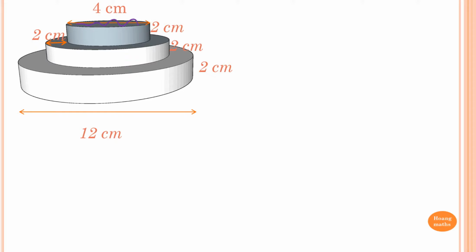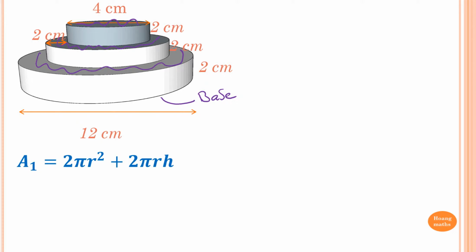If we find the area of this circle here, the top, and the area of this here, and this as well, add together, it will give me exactly the same area as the base of this largest cylinder. So if we add this curve as well, it's simply the surface area of the larger cylinder. So the larger cylinder's area, let's make it A1, is 2 pi r squared plus 2 pi rh.